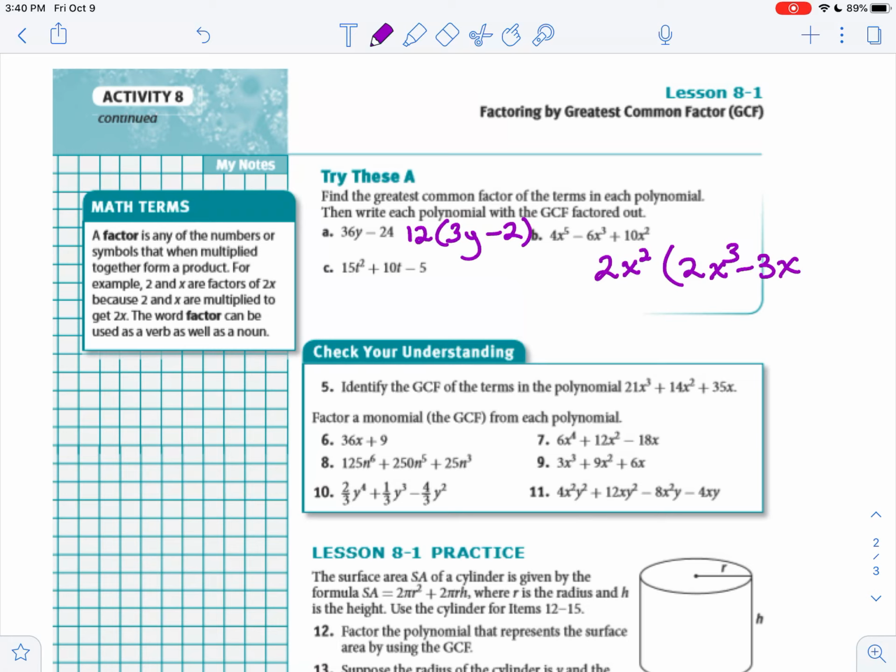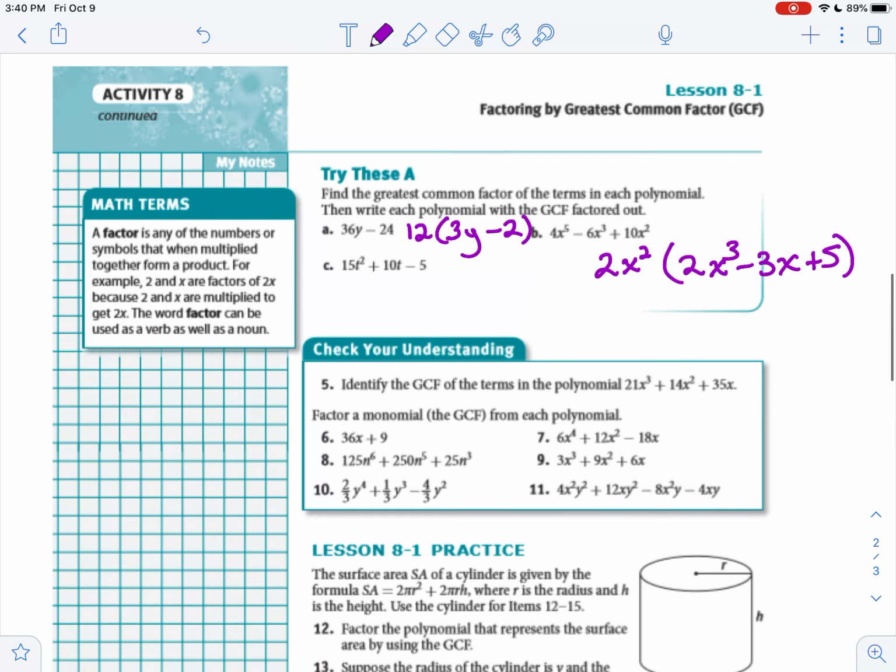and then minus, and then we have 6 divided by 2, which is 3. And then we factored out x squared, so there's just an x left. And finally, 10x squared, it would be plus 5, because 2 times 5 is 10, and we factored out the x squared, or x squared divided by x squared is 1.